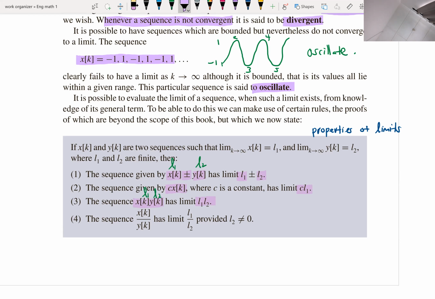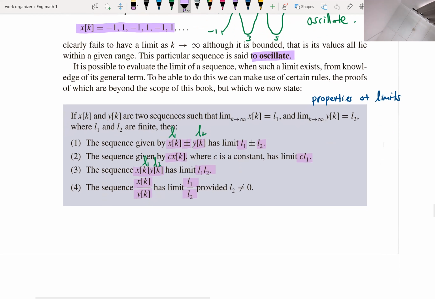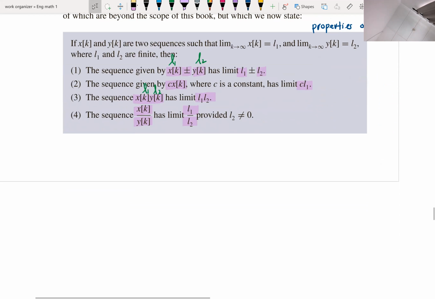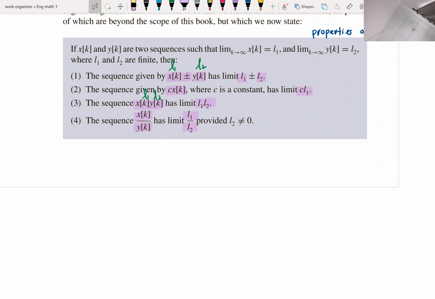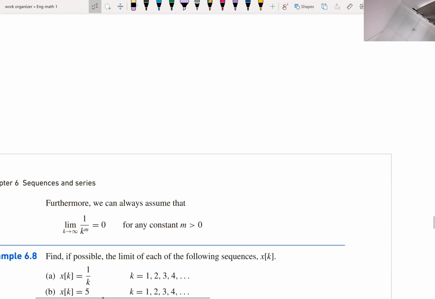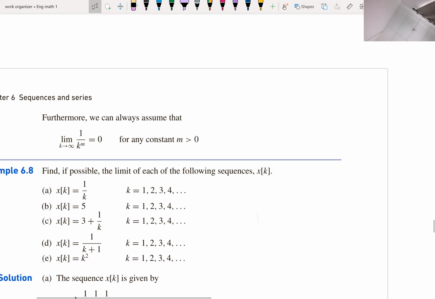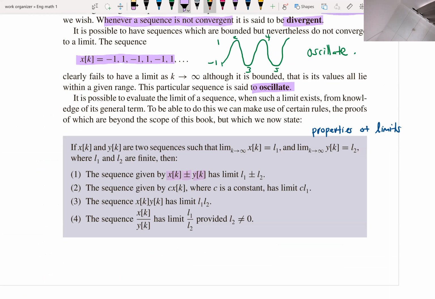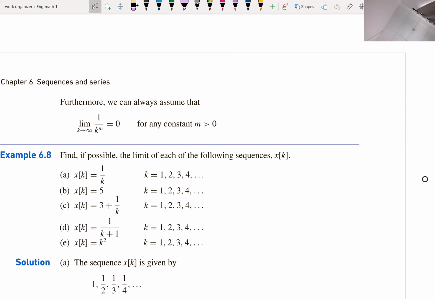When a function is divided by another function, the same goes for the limit: the limit will be divided by the limit of the other function. Next, we will look into the examples. We try to solve the questions in example 6.8.